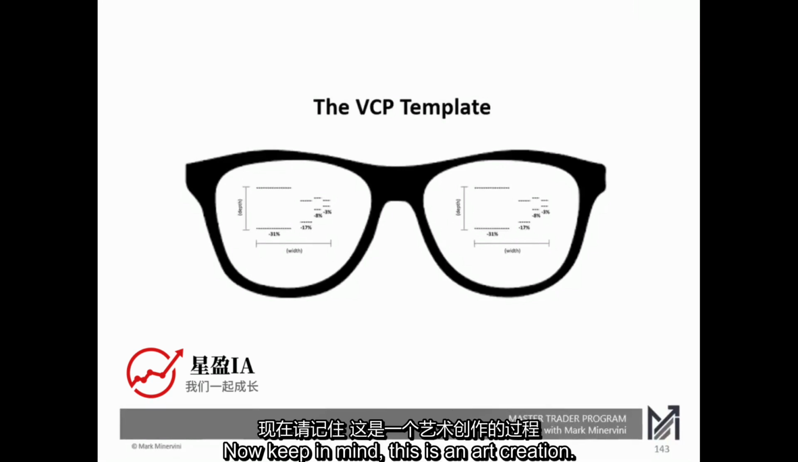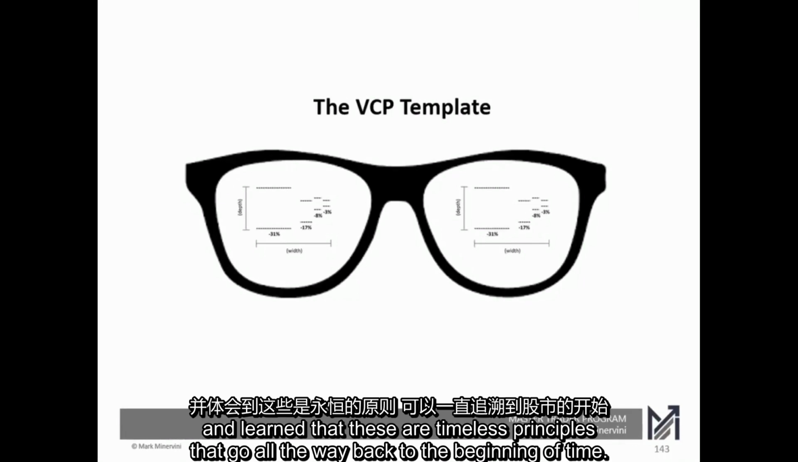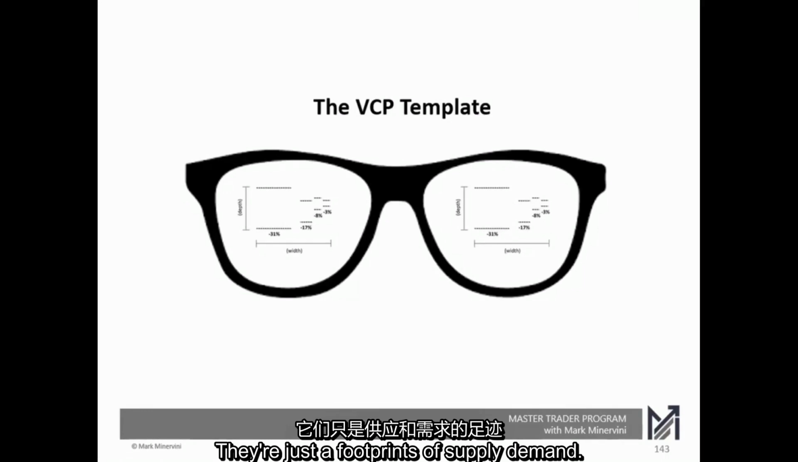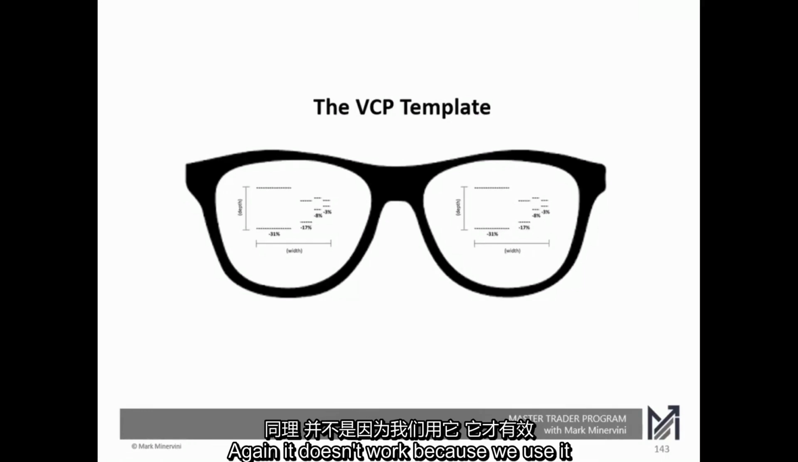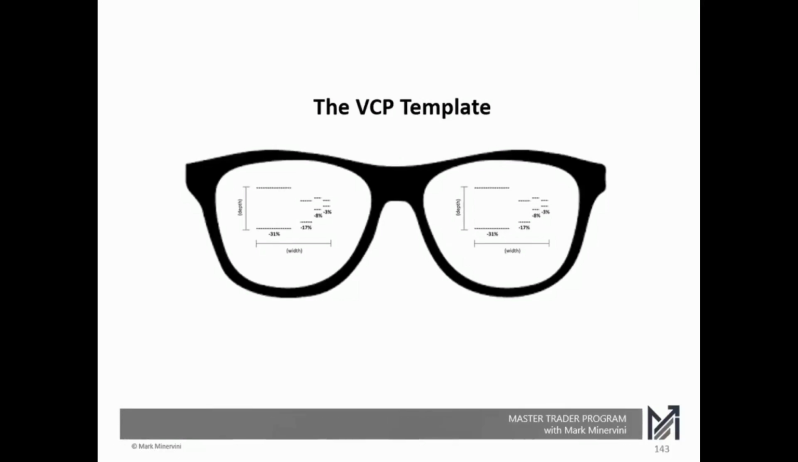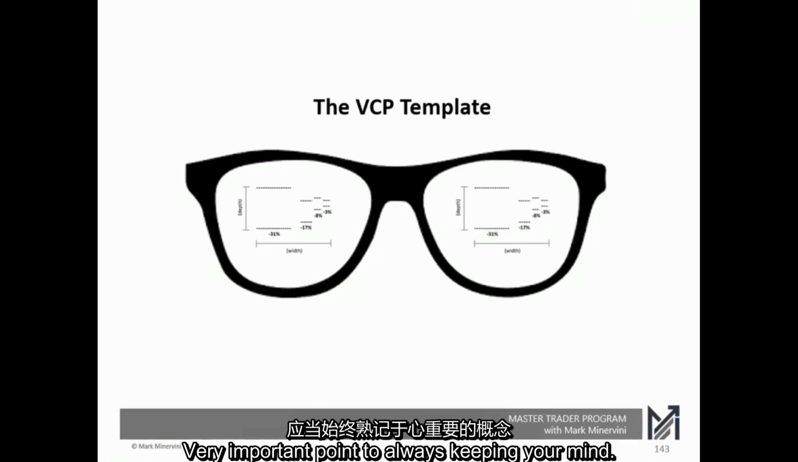Now, keep in mind, this isn't our creation. Okay. This is an observation. This is something that we've observed and learned, that these are timeless principles that go all the way back to the beginning of time. They're just the footprints of supply and demand. It doesn't work because we use it or because someone with more money is manipulating the market. It works because this is the effect. This is the effect, not the cause. Very important point to always keep in your mind.